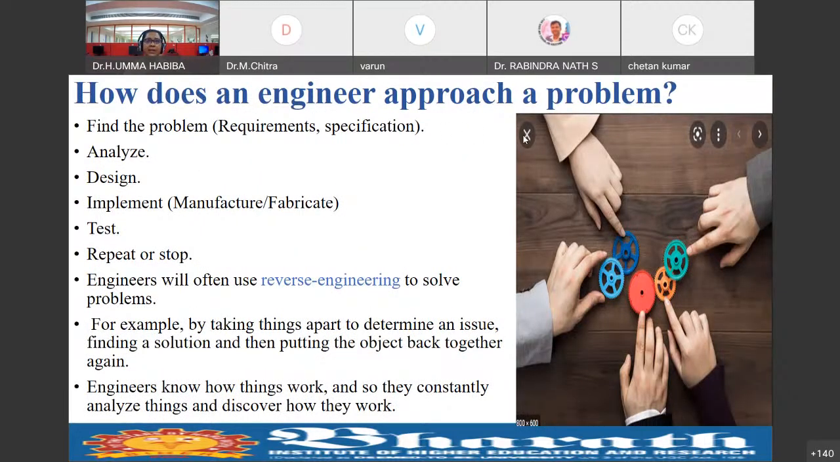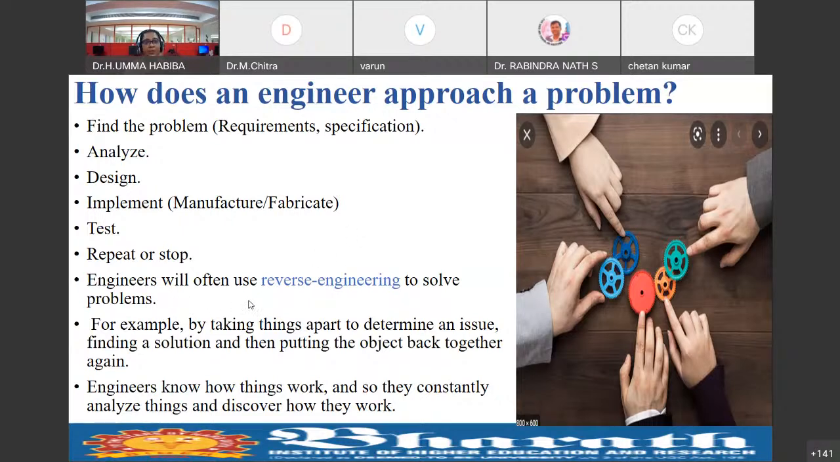Next, how does an engineer approach a problem? Generally, how general people approach a problem is different from engineers. That is why I have separately added this question. How does an engineer approach a problem? Find the problem according to the requirement and specification. Analyze it, design it, implement it, test it, repeat, or stop. So these are the basic steps for an engineer approaching a problem.